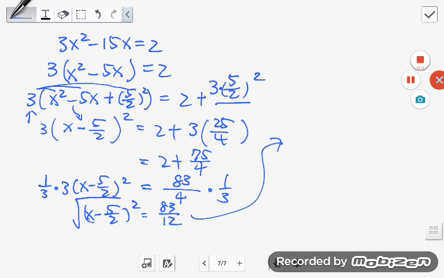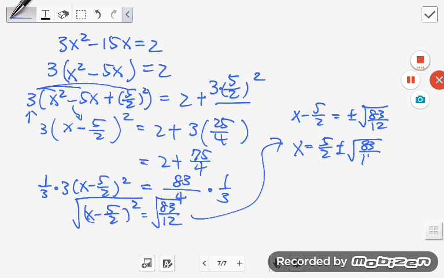Square root both sides. I will get x minus 5 over 2 equal to plus minus square root of 83 over 12. And x is equal to 5 over 2 plus minus square root of 83 over 12. And that's it. Okay?